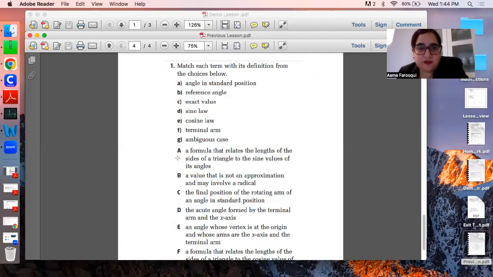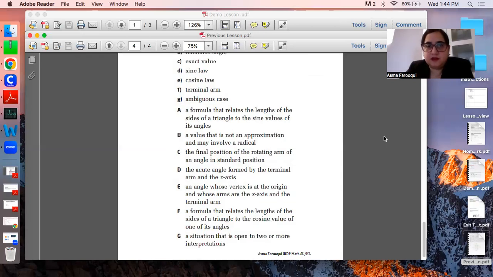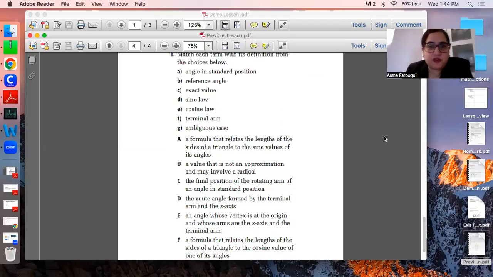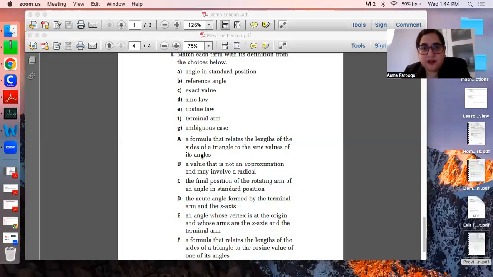So let's look at the first one. It says, a formula that relates the length of the side of a triangle to the sine values of its angle. So that is sine law. So the answer for this is A. Sorry, sine law, that's D.